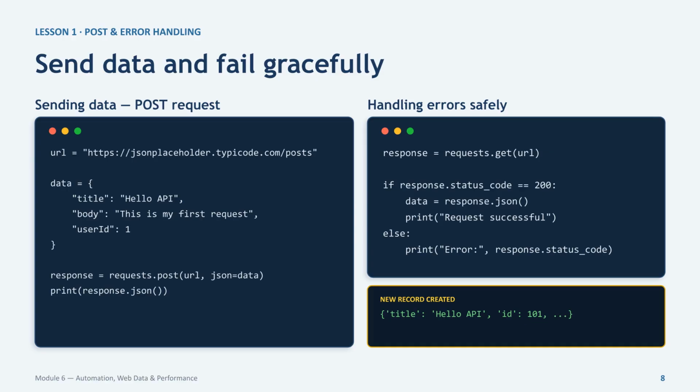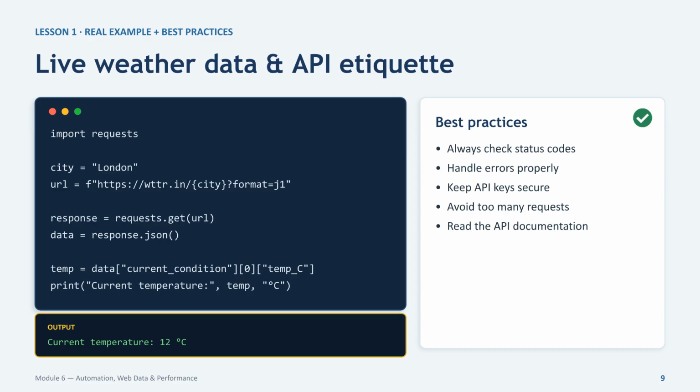APIs allow for data transmission too, using the POST method. You can build a dictionary and pass it as the JSON parameter to requests.post. As with reading, always wrap these actions in error checks to ensure your requests are successful before moving on. In this example, we fetch live weather data. Notice how concise the code is.